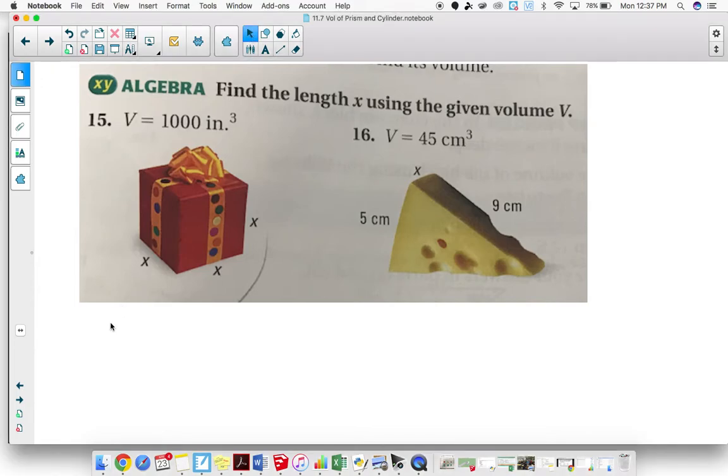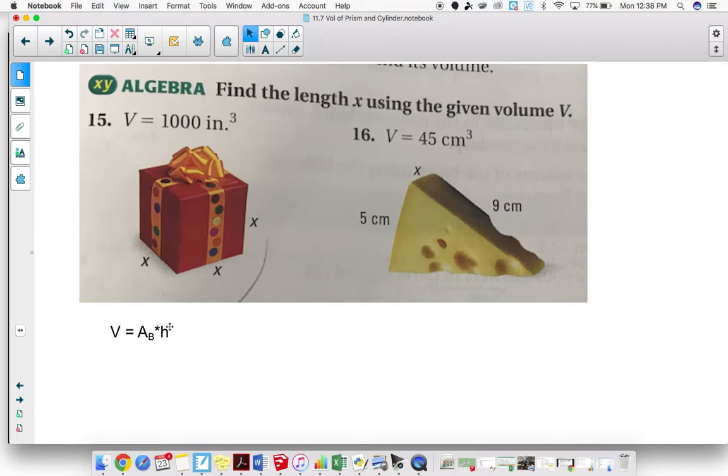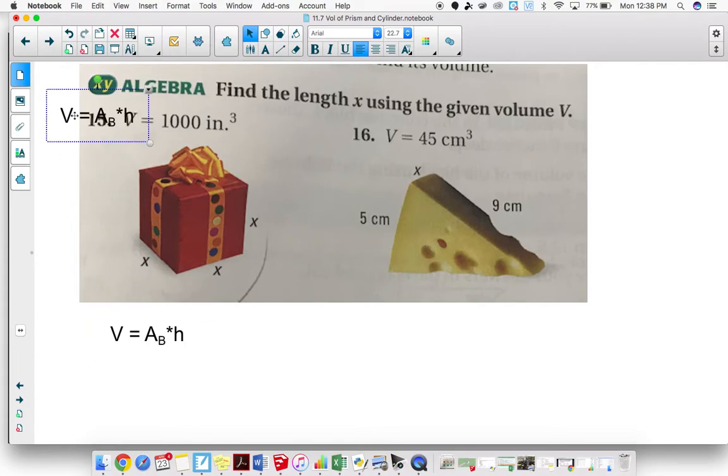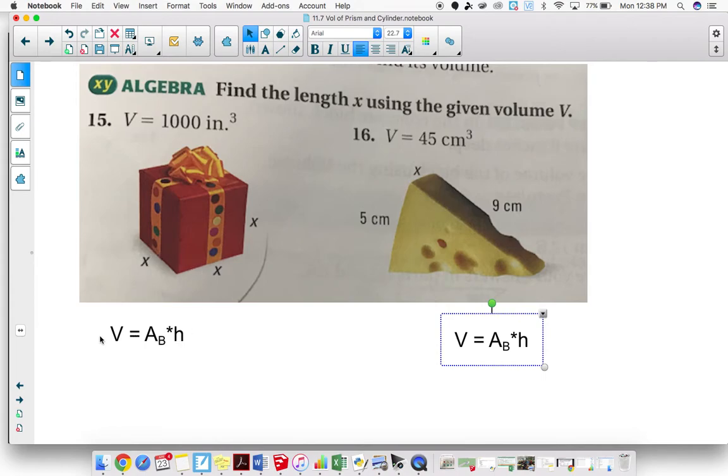So what I want you to do with these problems is always start with the formula for the volume. And in this case, it's a prism. So I know my volume formula is area of the base times the height. And even over here on the triangular prism, it will be the same formula. So I'm just going to copy and paste those onto both of them. Then we just want to fill in what we know as we go.